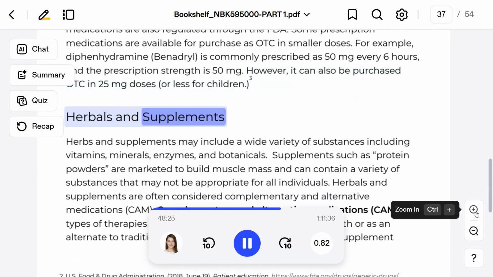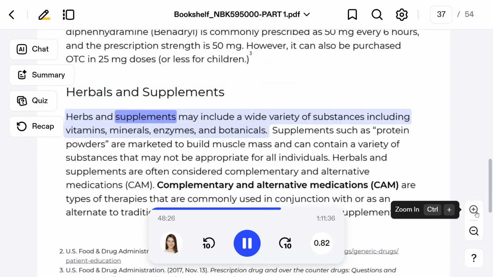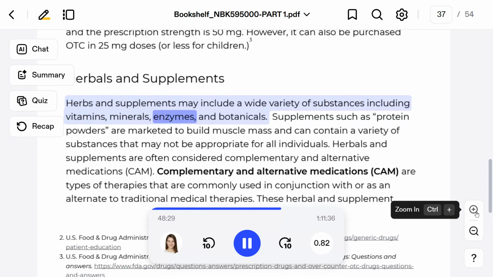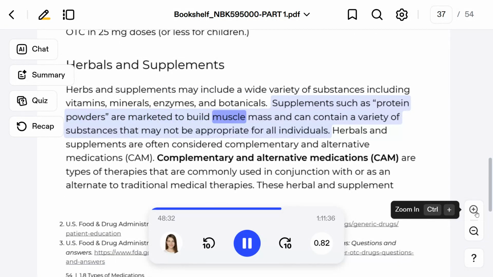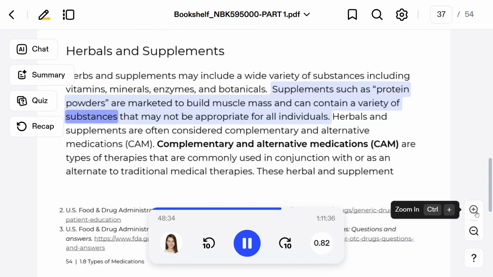Herbals and supplements. Herbs and supplements may include a wide variety of substances, including vitamins, minerals, enzymes, and botanicals. Supplements such as protein powders are marketed to build muscle mass and can contain a variety of substances that may not be appropriate for all individuals.